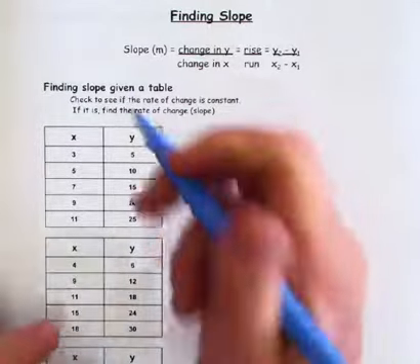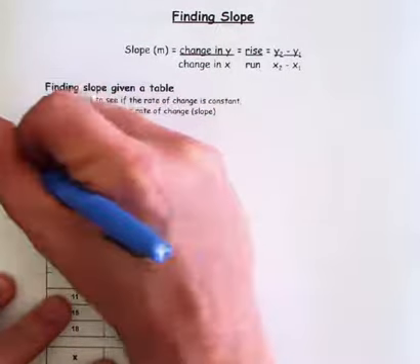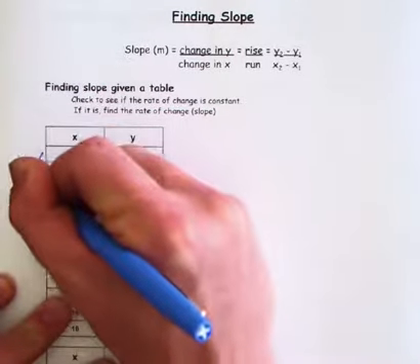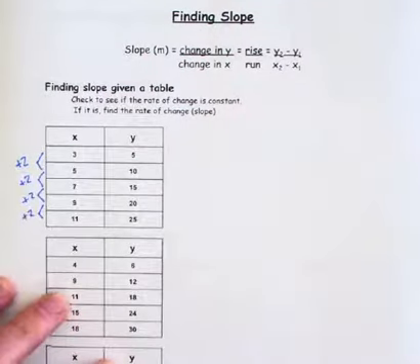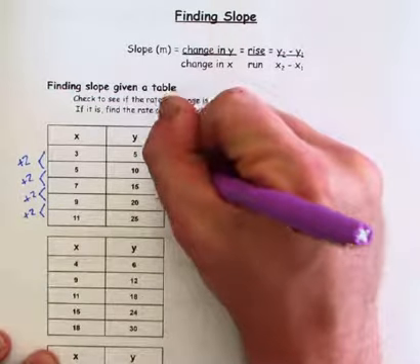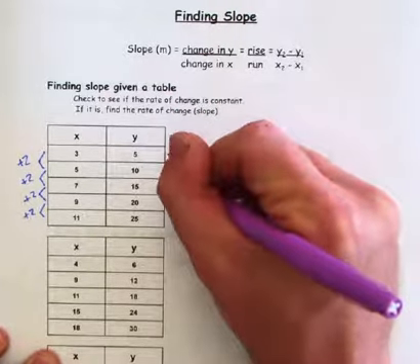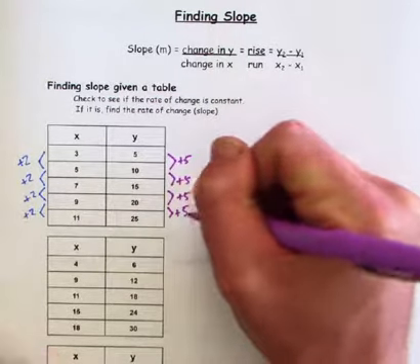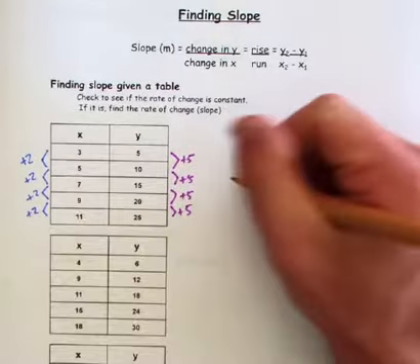On the x here, we have 3, 5, 7, 9, 11. So we increase by 2, plus 2, every time we move down the table. And with the y, we're increasing by 5: 5 to 10, 10 to 15, 15 to 20, 20 to 25. So we're going plus 5, plus 5, plus 5. This is going to give us a slope m.